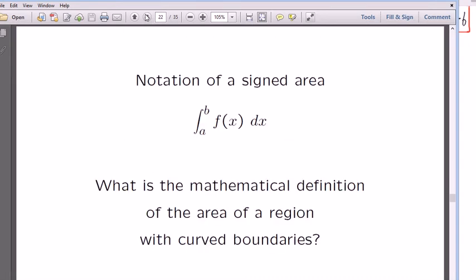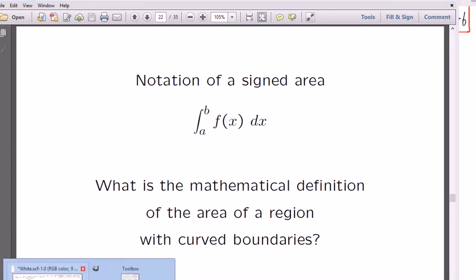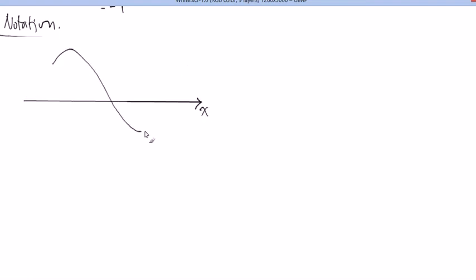What we are doing in this section 5.2, we introduce a notation of an area, okay, when it has a curved boundary. I'm going to introduce this definite integral notation. First, here's a picture. X-axis, and there's some graph like that. This is where A is, and here's B. Interval A to B.